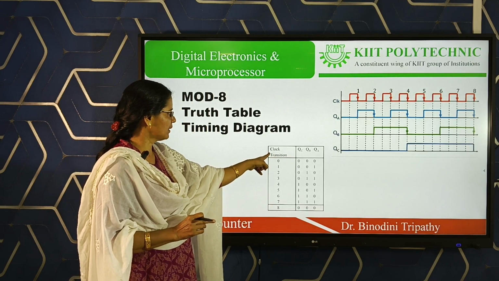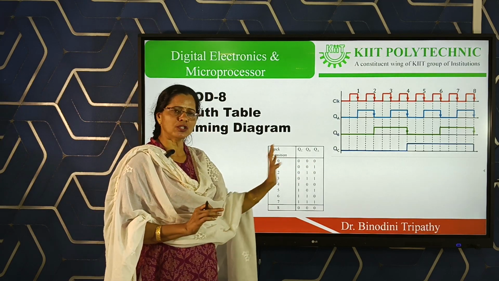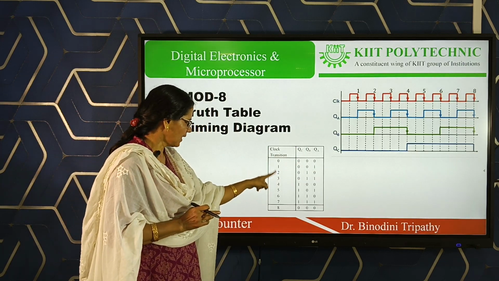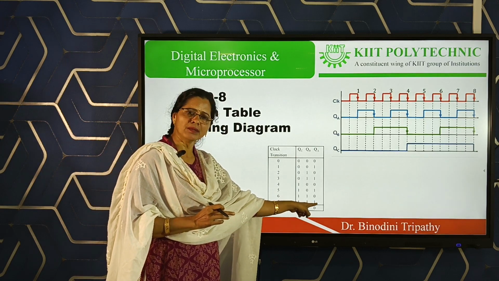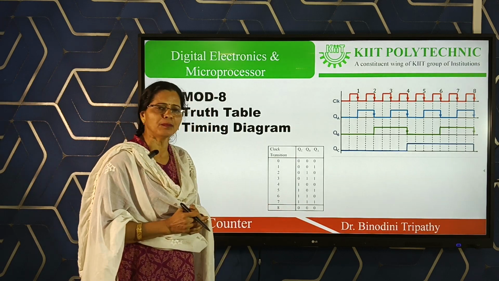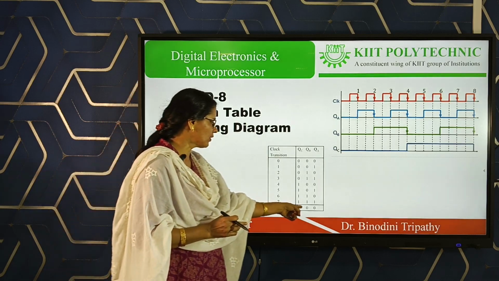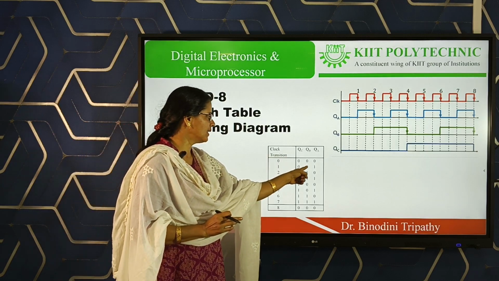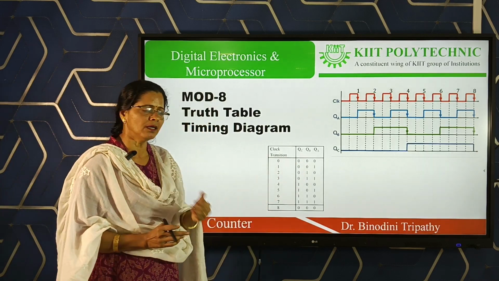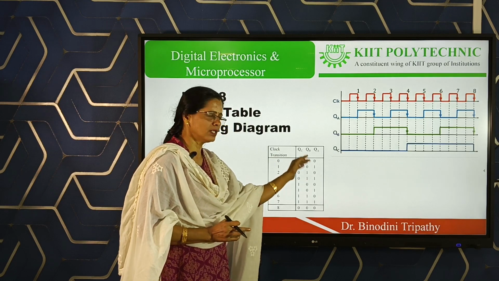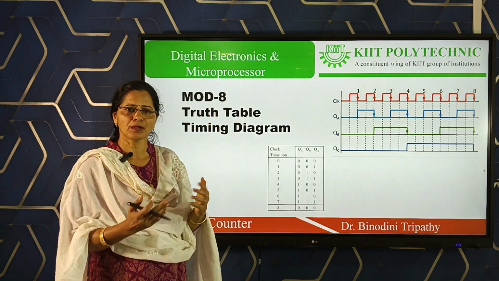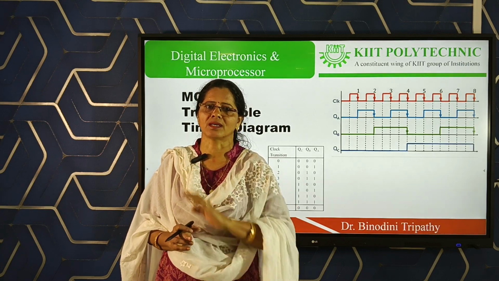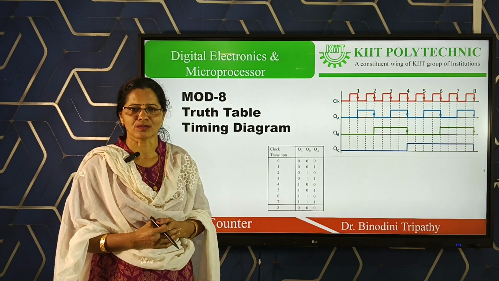If you apply a clock input, initially your clock is 0 and all contents are 0. When you apply the first clock pulse, you get this reading. And like that, the last count will be 1, 1, 1. When you apply the 8th clock pulse, it will again return to 0, 0, 0. When you apply the 9th clock pulse, it will start again, 0, 0, 1. When you apply the 10th clock pulse, again it will show 0, 1, 0. That means this process will continue. From this we can be very clear that it is a mod 8 counter.